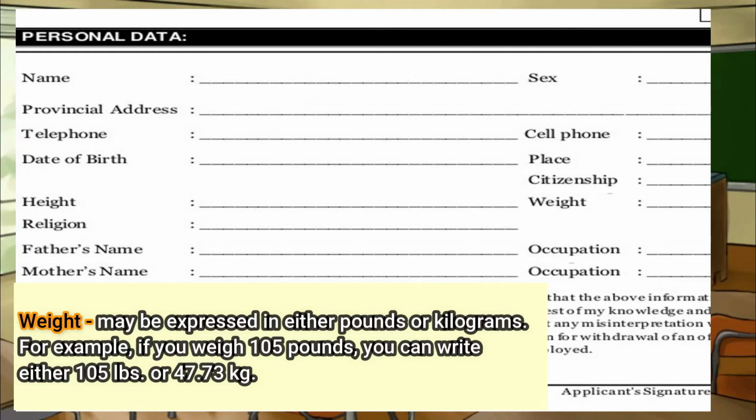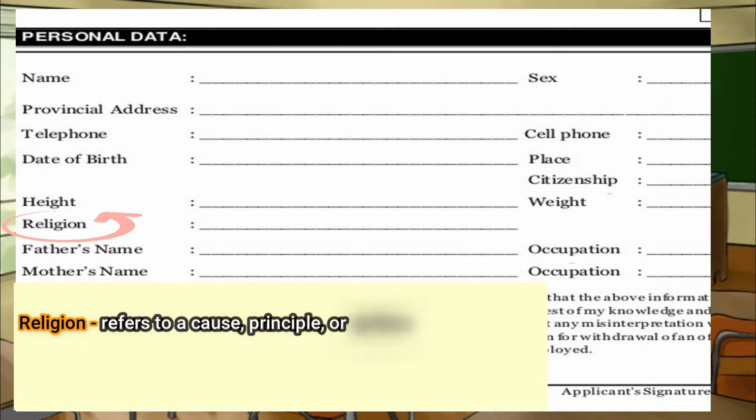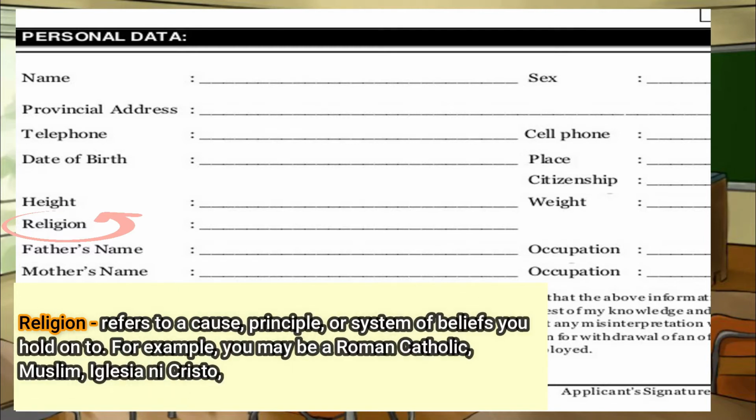So what about you? What is your weight? Next, religion. It refers to a cause, principle, or system of beliefs you hold on to. For example, you may be a Roman Catholic, an Islam, or Iglesia ni Cristo.